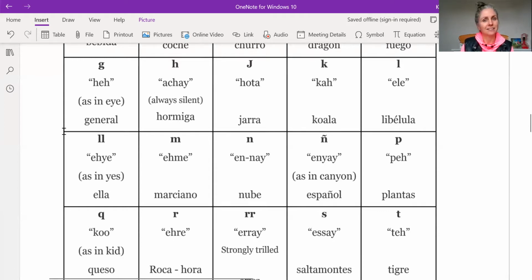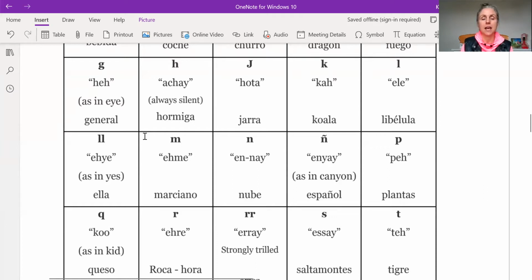The double L sound in Spanish. Okay, so this is an elle, all right? Unless you're from Buenos Aires and you'll pronounce it differently. Buenos Aires, obviously in Argentina. So the word here, ella, means she. Ella, it's not an ella, it's an ella. Okay, muy bien. Next we have the letter M.